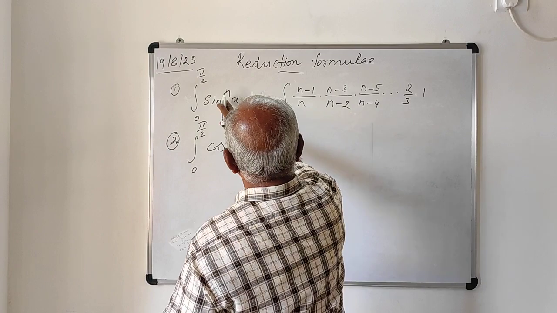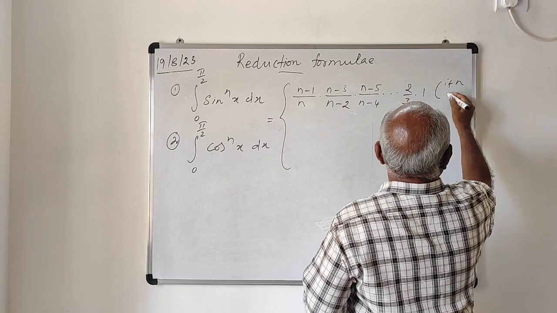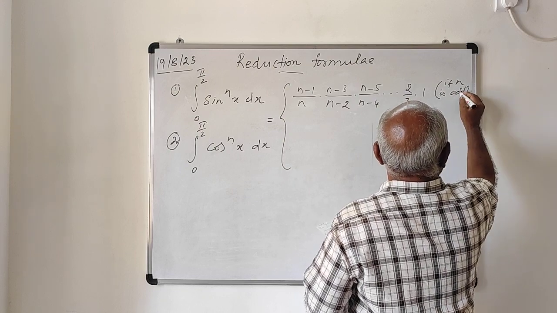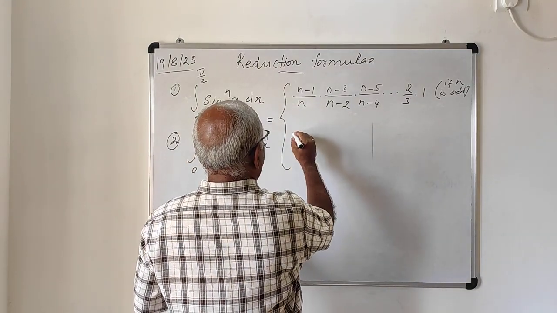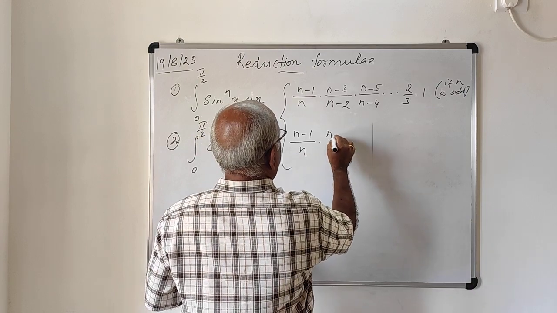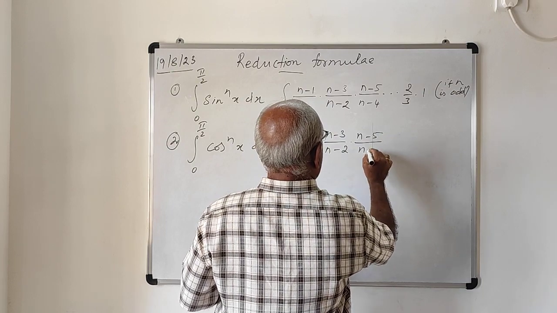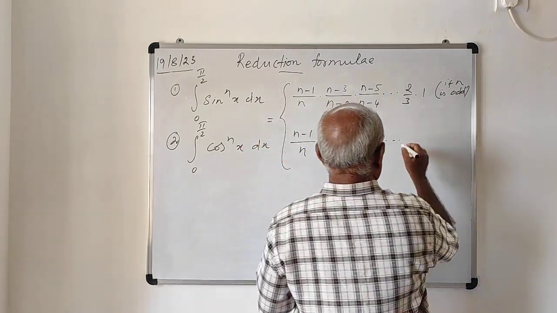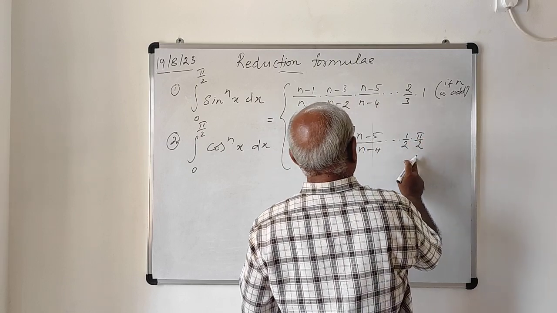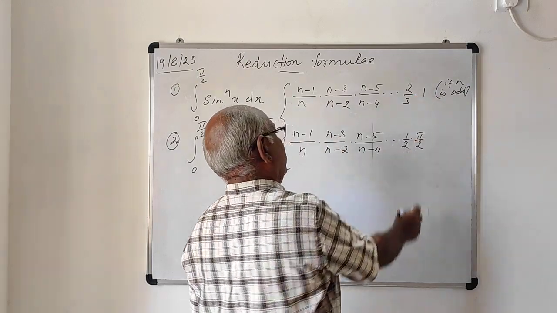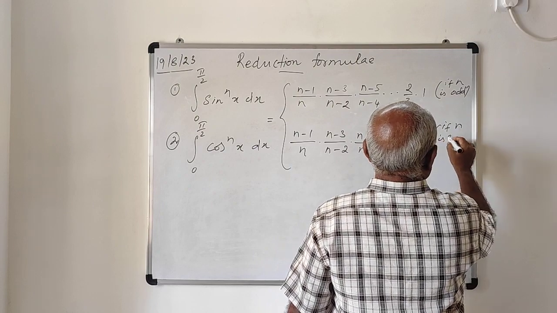This is the formula if n is an odd integer. If n is even, you will get (n minus 1) by n into (n minus 3) by (n minus 2) into (n minus 5) by (n minus 4), and so on, up to 1 by 2 into pi by 2. The final term is 1 if n is odd, and pi by 2 if n is even.